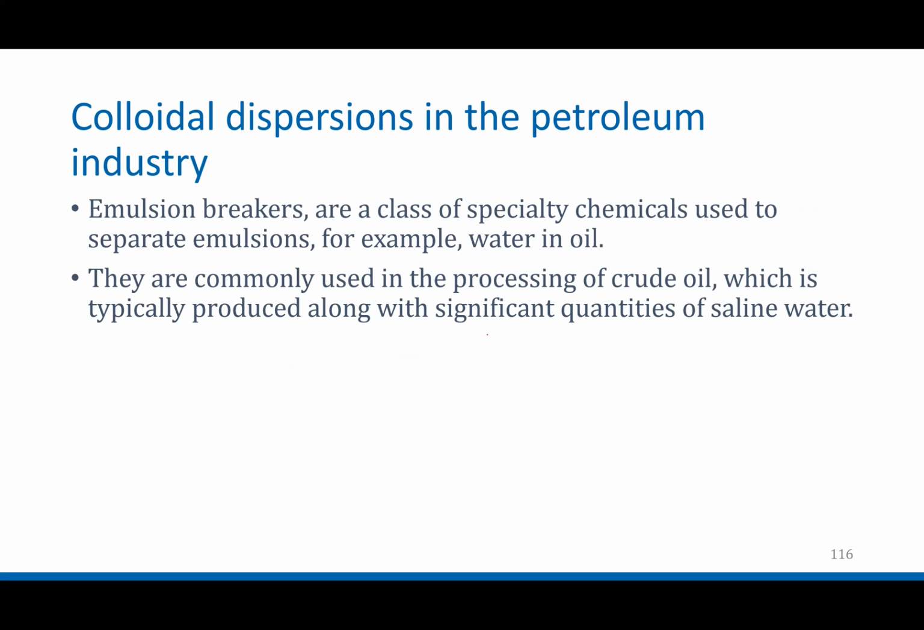So in the petroleum industry, we don't want this to happen. We don't want water to be mixed with the oil. So they use emulsion breakers. These are special chemicals used to separate emulsions, for example, oil and water. They're commonly used in crude oil processing, where we get rid of that salt water.